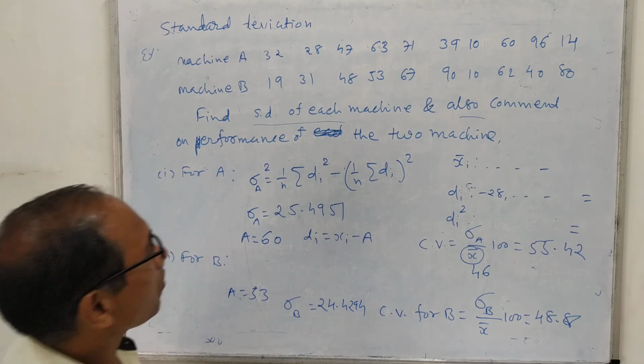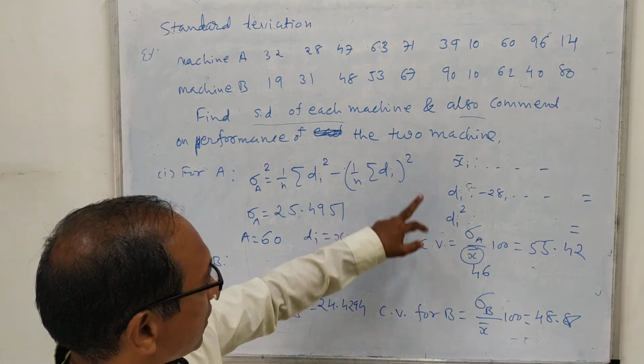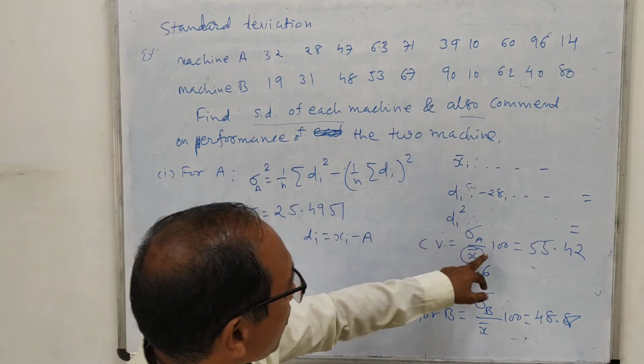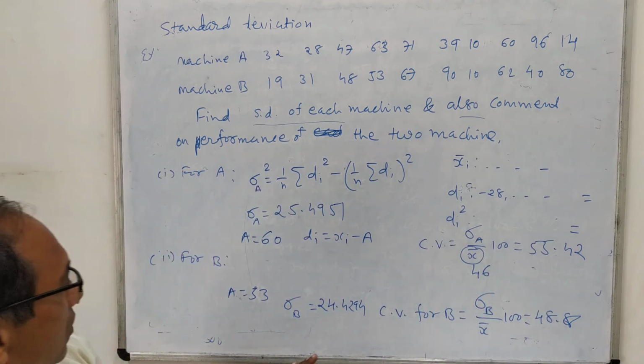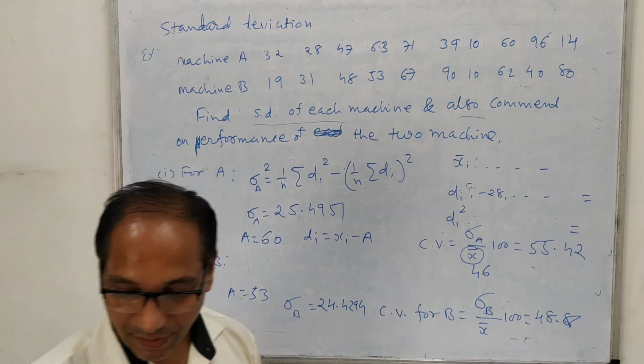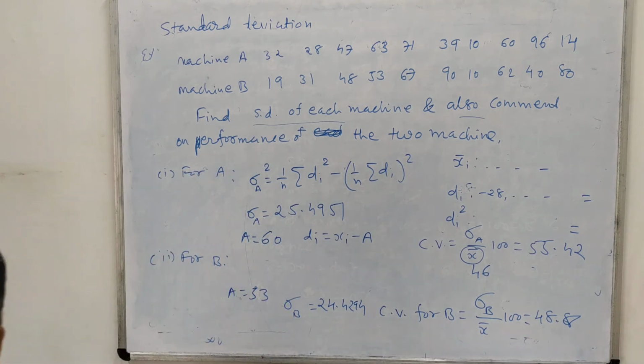So now to comment on these two machines, we can see the coefficient of variation for machine A is 55% and for machine B it is 48%. So this is the lesser value. So we can say here that the performance of machine B is very good.